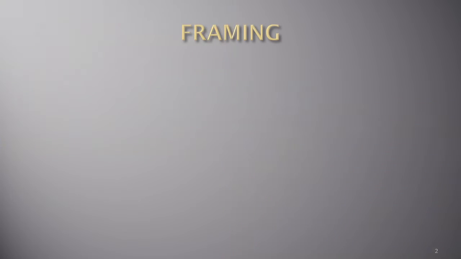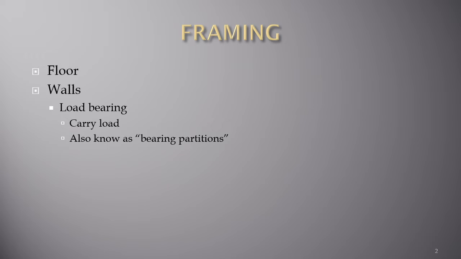What kind of framing? Framing is the floor, the walls. And there are two types of walls that we have to consider. There are the load-bearing walls. Those are the ones that carry the load. Sometimes they might be known as bearing partitions. And then there are non-load-bearing walls. They carry no load and they simply divide space. And that's important when you're building or remodeling.